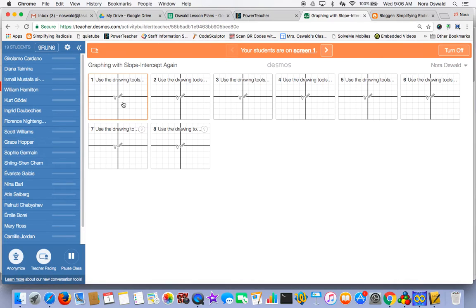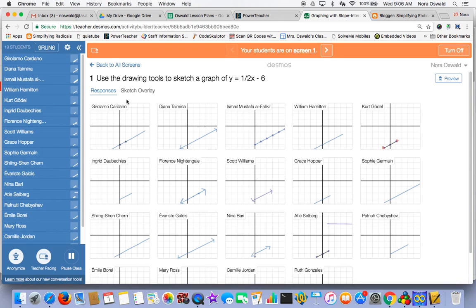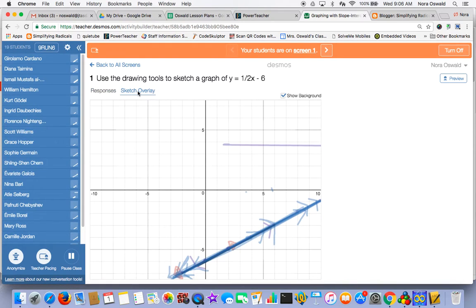Then after a decent amount of time where I think they should have something graphed, I click on it, and I click on Sketch Overlay. And then they can kind of see, oh, okay, yeah, mine's there. Majority of the class is there. I'm pretty confident that I'm right. I think someone was just being funny because that wasn't there when we went over this in class. This is the end of class after everyone's had a chance to fix it.